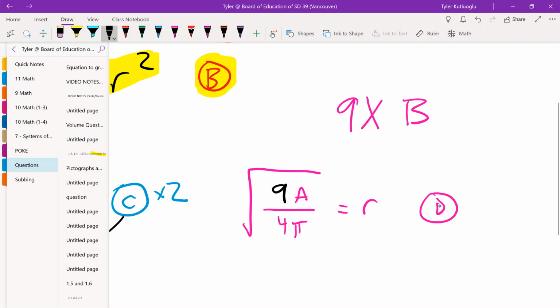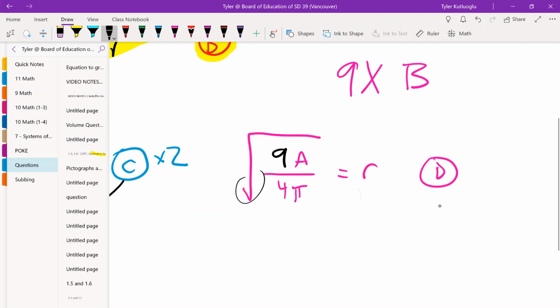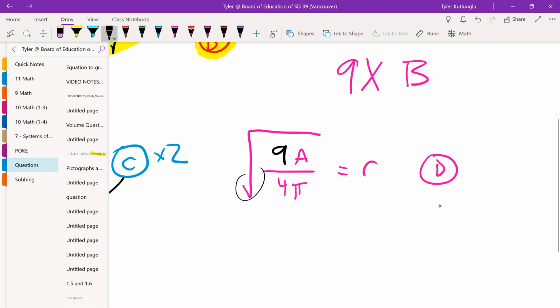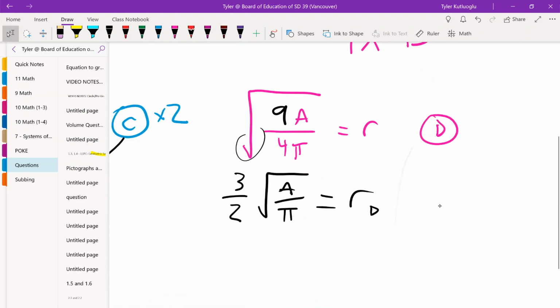Now 9 over 4 doesn't simplify, but we can simplify it using the radical. So the same thing, the square root, is going to be 3 over 2 times the square root of A over pi, which is equal to the radius of D. And that's what the answer is.